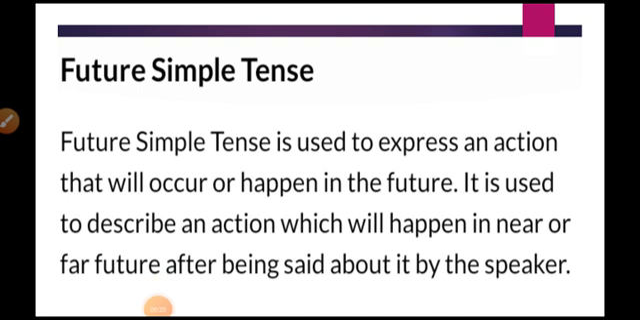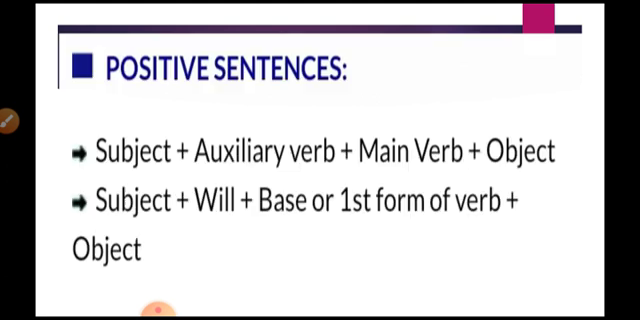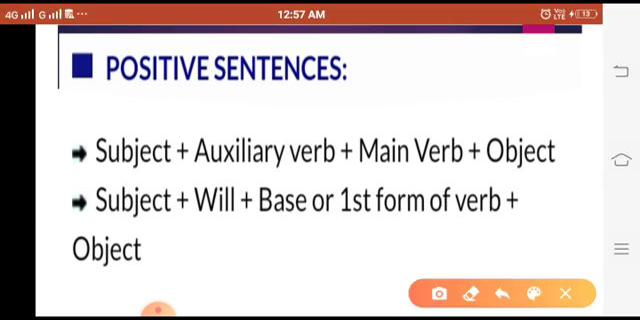Future simple tense. It is used to express an action that will occur or happen in the future. It is used to describe an action which will happen in the near or far future after being said about it by the speaker. Now let's see how positive sentences are formed in simple future tense.